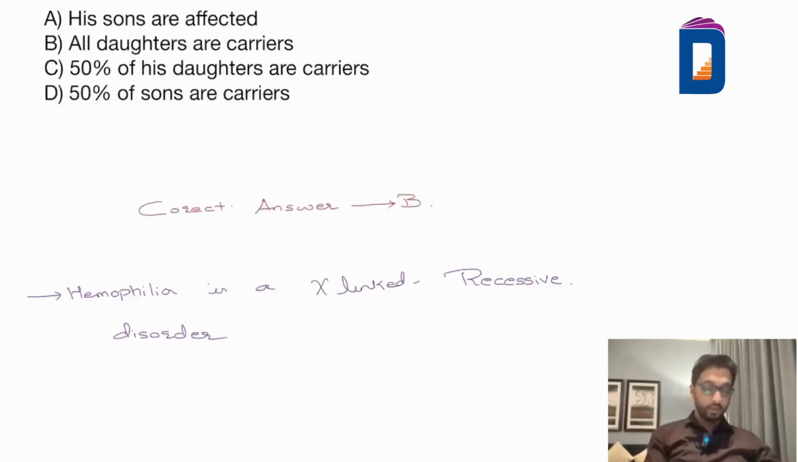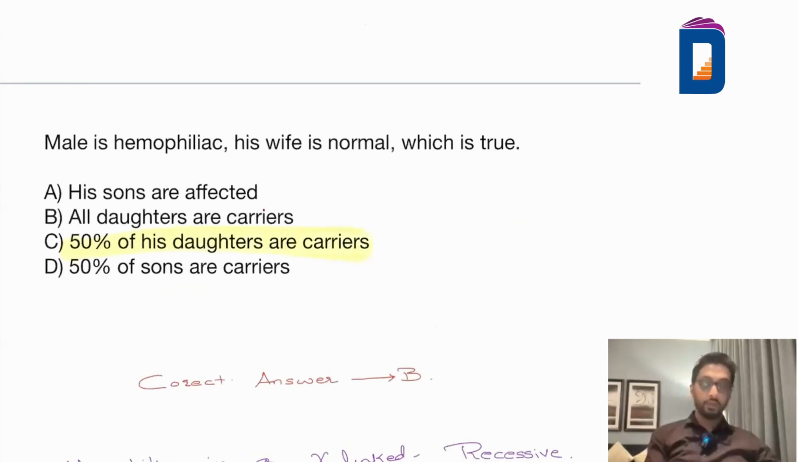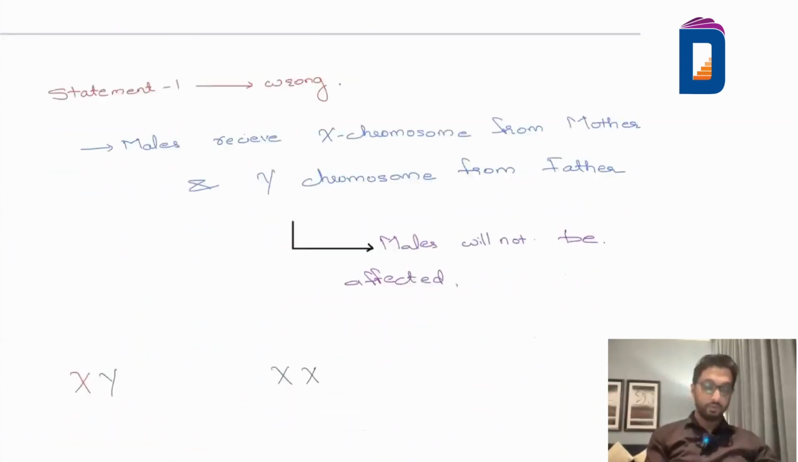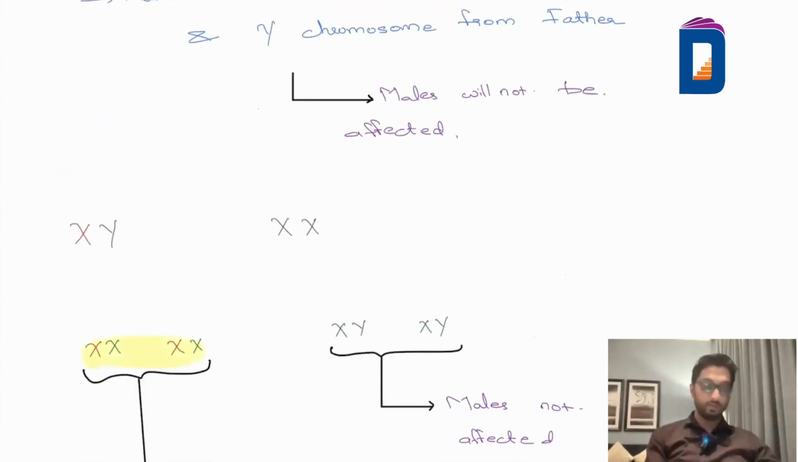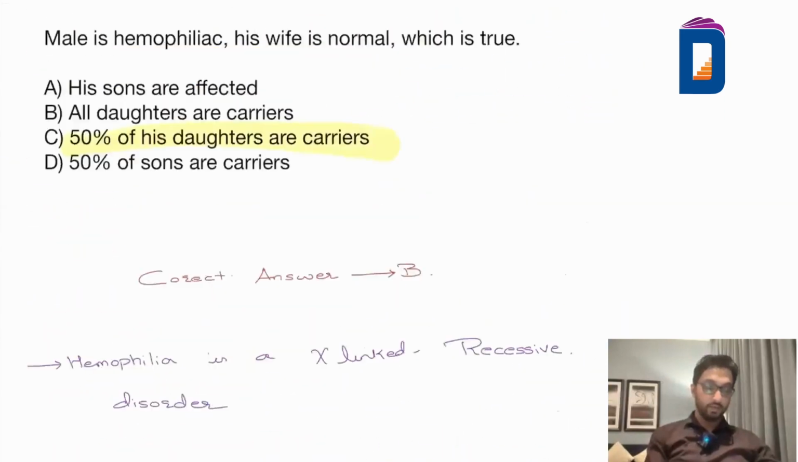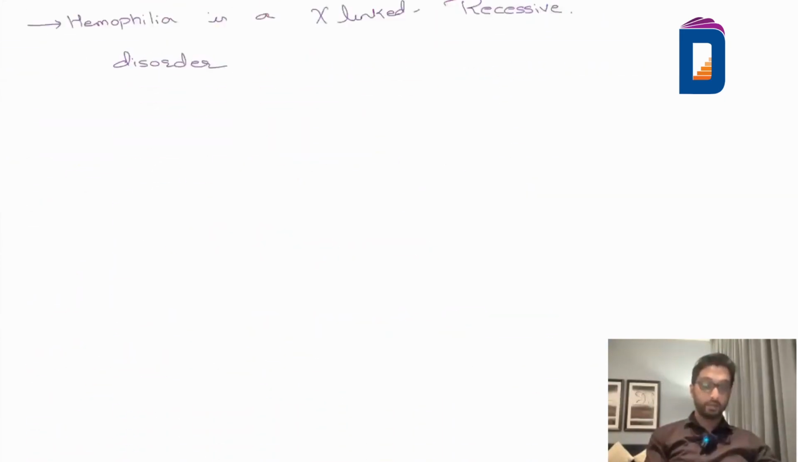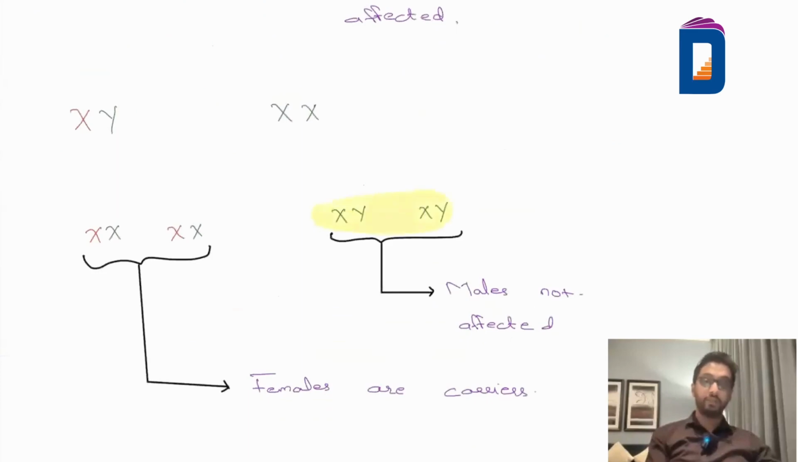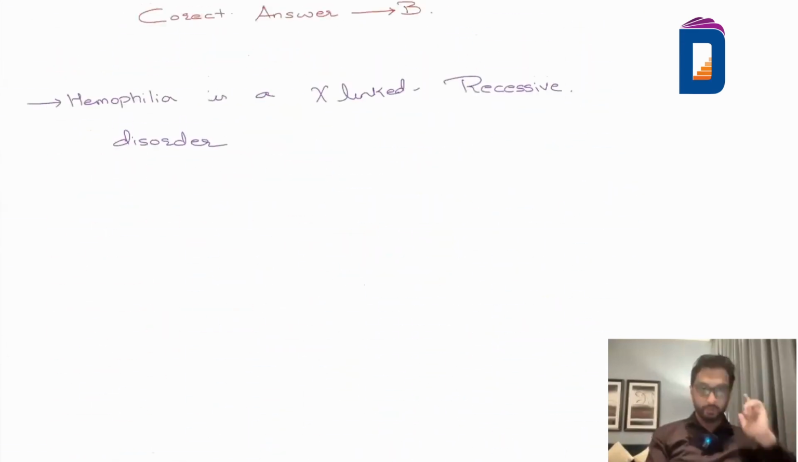Okay. Now, what's the next option? 50% of his daughters are carriers. No. All his daughters are carriers. Okay. 50% of sons are carriers. No. None of his sons are carriers or affected. Got it? So in this case, you have to just write it down.